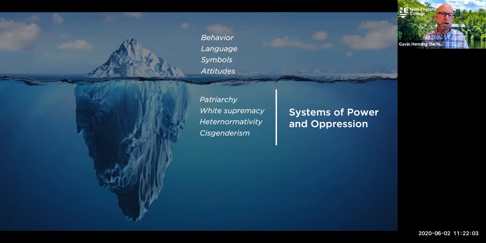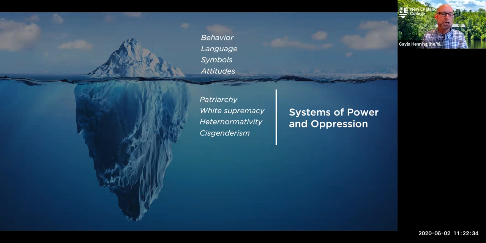But the thing we really want to talk about and acknowledge for this conversation are those systems of power and oppression that underlie all of those cultures, all of those behaviors, the language, symbols, and attitudes. These systems of power and oppression, patriarchy, white supremacy, heteronormativity, cisgenderism, other isms, we can go on and on with a whole list of these different systems. They influence the behaviors, language, and symbols and the way we do things within higher education. Just everything we do, not just assessment.